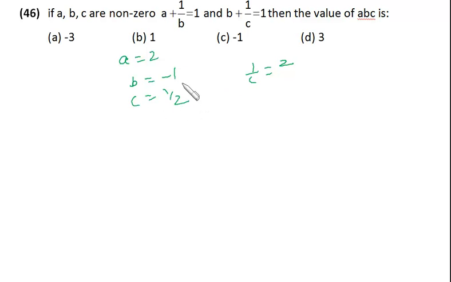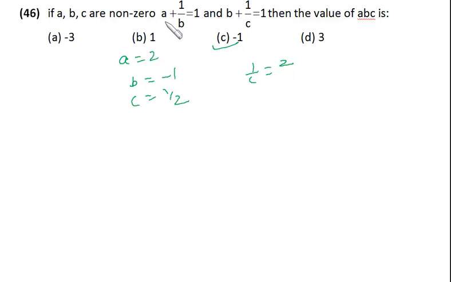Right, now it has become very simple for us. We have to find out the value of abc. So this into this into this. So 2 into minus 1 into 1 by 2, precisely it is minus 1. Okay, so you can choose any value, right?